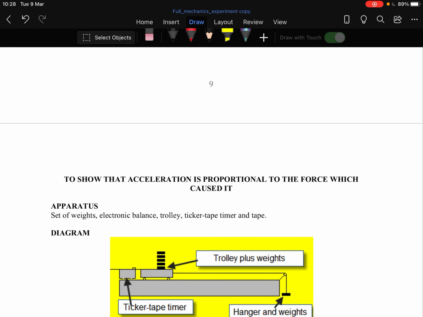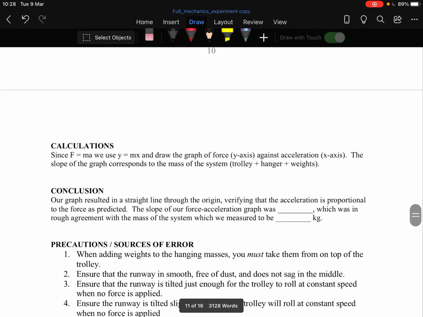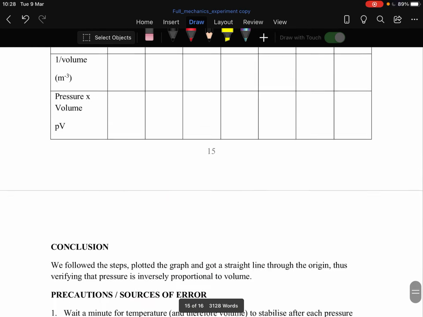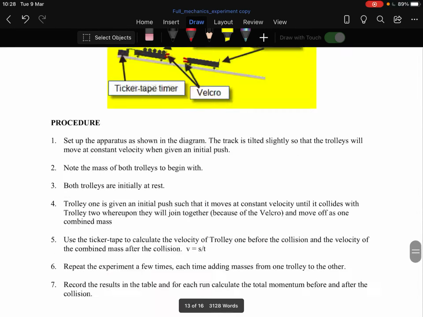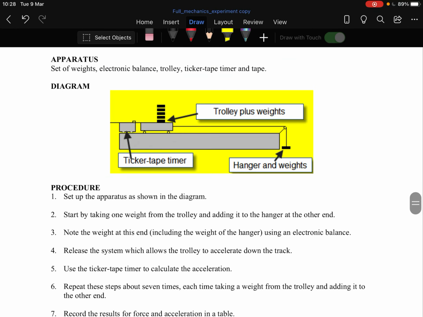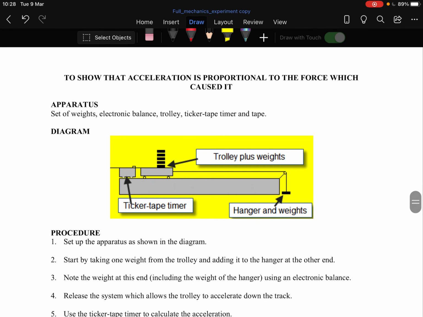So what we're going to do is finish off this. We've only 3 experiments left to do. So we have the momentum experiments, and then we have the Boyle's Law experiment, and then we are finished. Okay, so there's not much here to do. The very first thing we're going to do here is to show that acceleration is proportional to the force that causes it. So acceleration is proportional to the force.